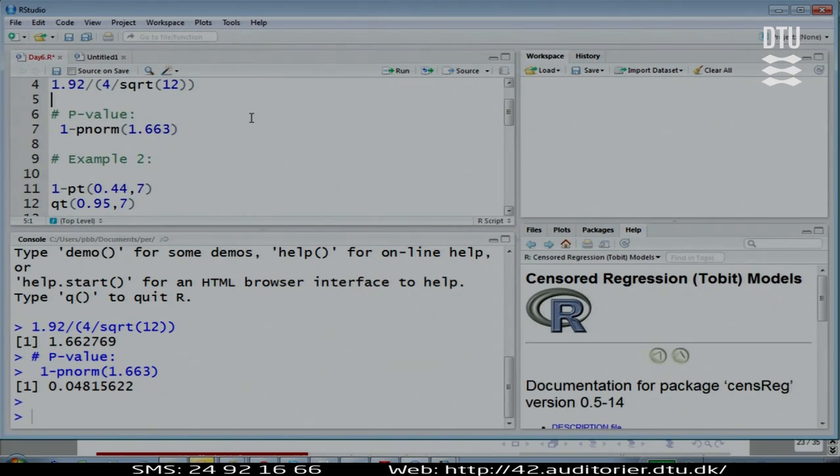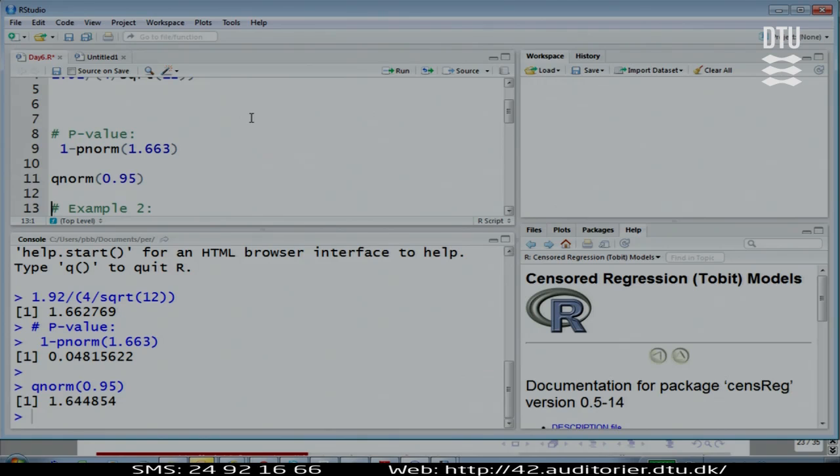Let me use qnorm. What was the probability? 5% to the right, so qnorm of 0.95, the same number, 1.645, if you want to be exact, 1.645.